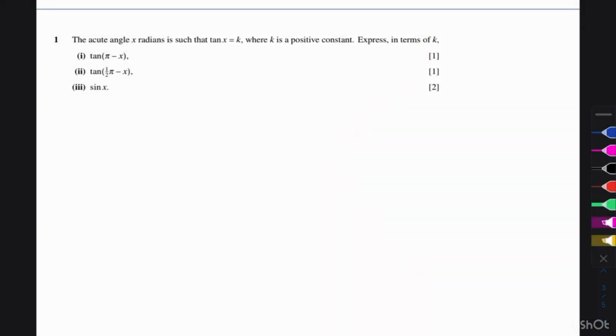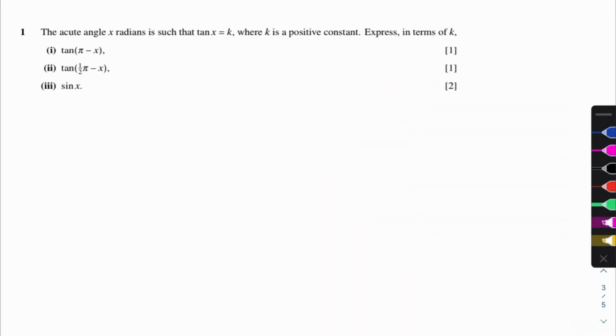So here's question 1. It's easy to see that this is a trigonometry question. Now when I see a question that looks like this, where they give us one of the tans or sines or coses, and we need to find a bunch of the other ones, my first step is always just to draw a right angle triangle so that I can visualize what's going on.